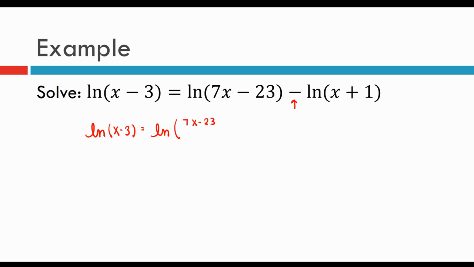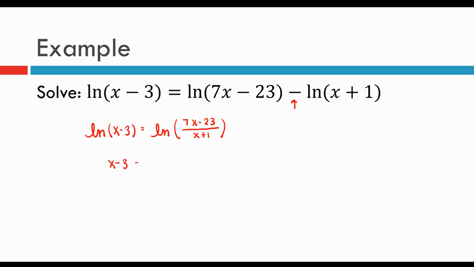We'll put the 7x minus 23 in the numerator, and we'll put the x plus 1 in the denominator. So I do technically have a natural log on one side, one natural log on the other. Notice how there's no other numbers outside of the expressions. So that's enough information to use that one-to-one property. I can just set the expressions equal to each other.